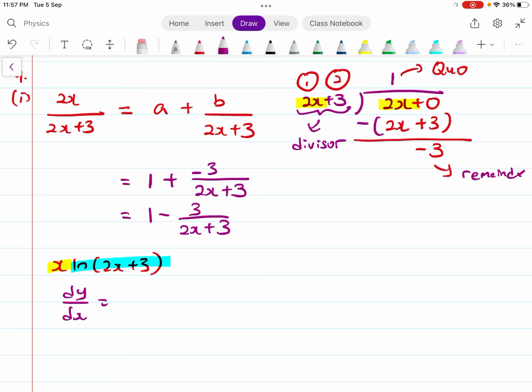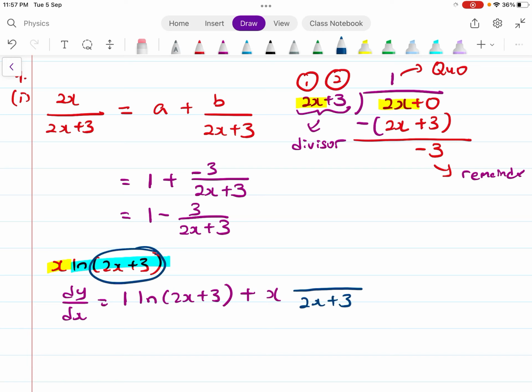So I differentiate x, so it becomes 1. Then you keep the ln, so the ln is ln(2x plus 3), then put a bracket. Then you always add a plus. Now you keep the x, and you differentiate your ln. When you differentiate ln, always remember to draw a line first. At the bottom, you write down 2x plus 3, meaning whatever you see here, you write it down. Then the top part, you just put the differentiated form of the bottom part, meaning you differentiate 2x plus 3, and you'll get 2. So that's the top part.